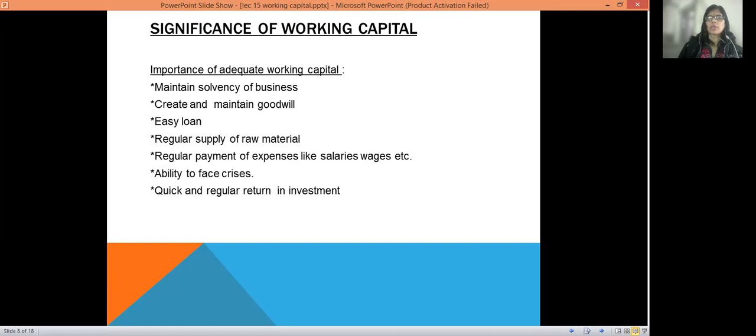Next one is ability to face crisis. Now, how does it generate the ability in the business if we are maintaining adequate working capital? Actually, when we are having planning of each and everything, how we are going to manage the assets, how we are going to pay the liabilities, so we are having enough funds.